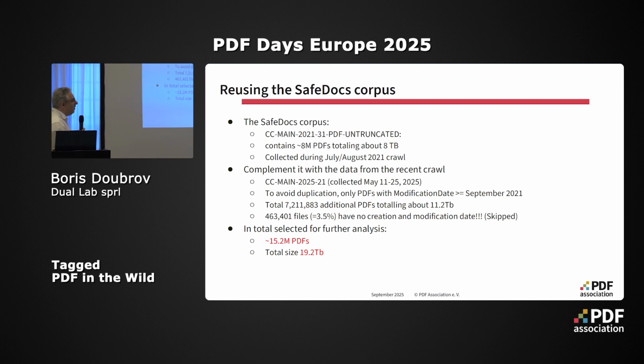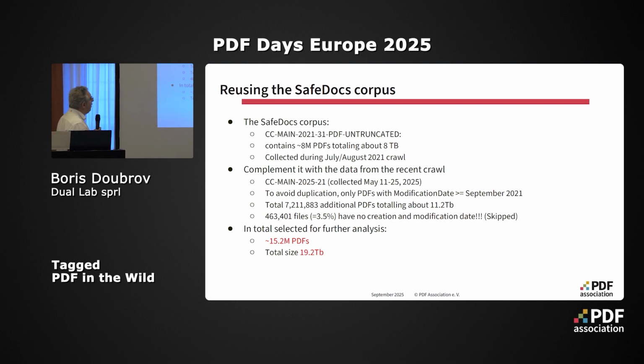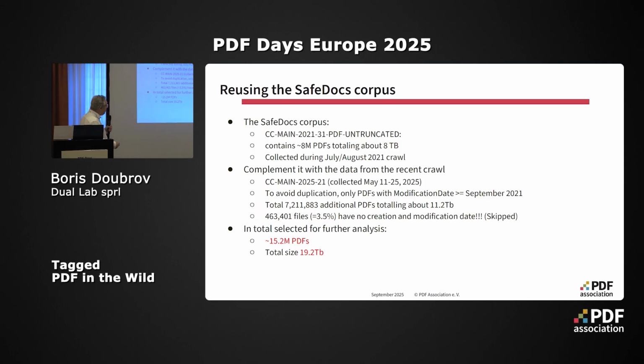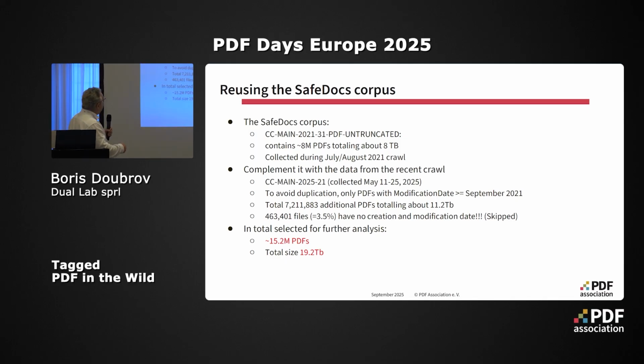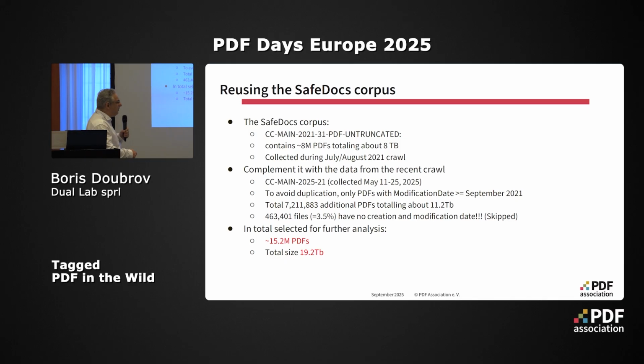But when you spoke about 50 million, it's roughly half and half. Half is older than 4 years and the other newer. Yeah, it's a bit more complicated. I'll explain now. And actually, this is where we probably made a mistake. So instead of reusing SafeDocs, we should have reused the latest crawl right away.